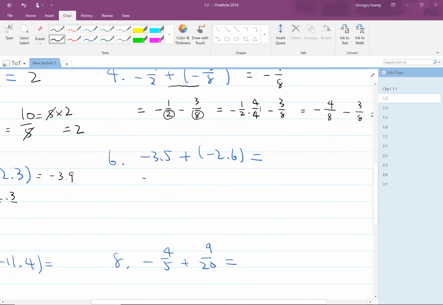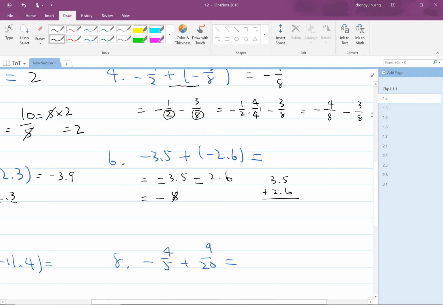And the next one is negative 3.5 plus negative 2.6. So obviously it's going to be negative 3.5 then minus 2.6. Since they are both negative, it's going to be negative. So 3 plus 2 is equal to 5, right? Oh wait a minute, wait a second. Here another way to do it is 3.5 plus 2.6, right? So remember, since both are negative, you add them up, it's the same thing. But remember, you have to put the negative at the beginning, right?